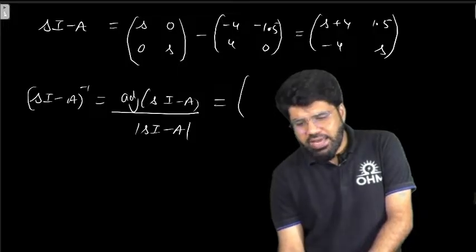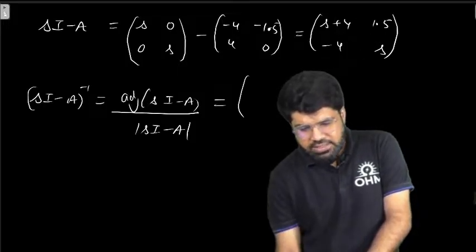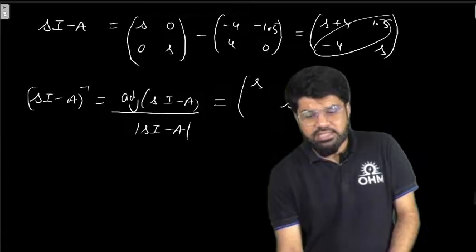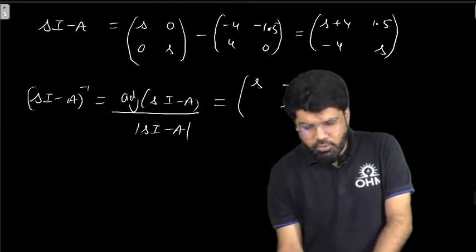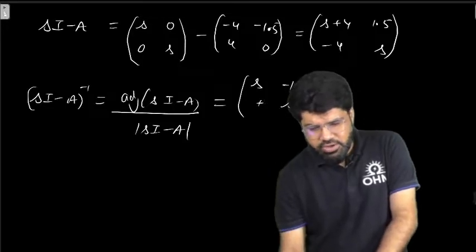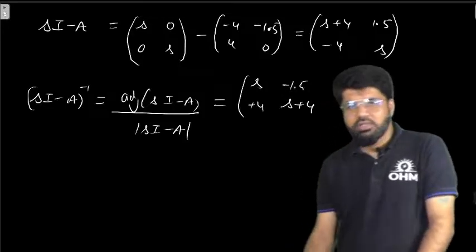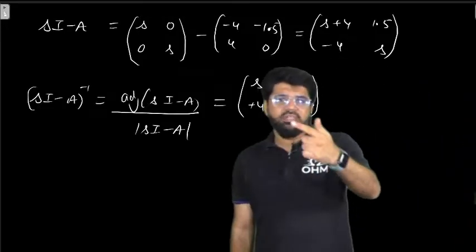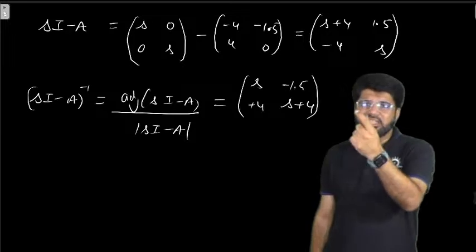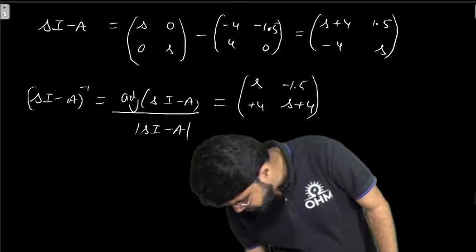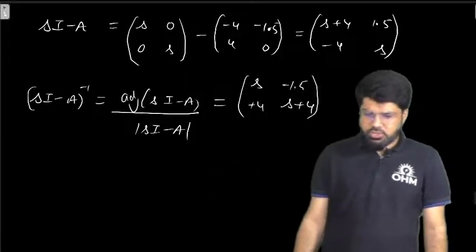What is the adjoint of a 2 cross 2 matrix? Number 1 rule, exchange the diagonal numbers: s plus 4. And for the off-diagonal numbers, don't exchange but just change the sign: minus of 1.5, plus of 4. Remember, this is a very frequent 2 cross 2 question on state transition matrices. For diagonal numbers, exchange them. For off-diagonal numbers, don't exchange them but just change the sign. Plus 2 minus, minus 2 plus.